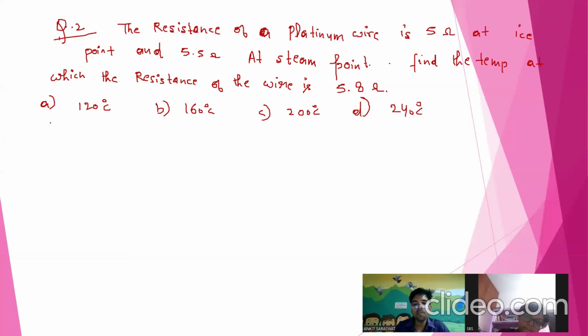Simply, what is the ice point? Ice point means how much temperature? 0 degrees Celsius. This is what I already taught to Sai Charan. Okay, steam point means 100 degrees Celsius. What is the answer? Simply tell me.